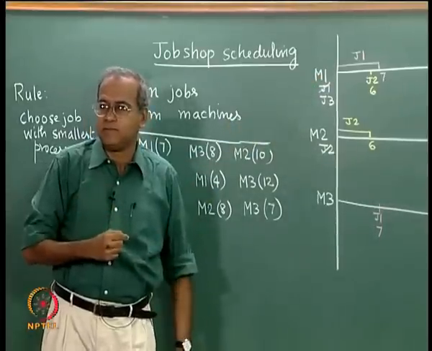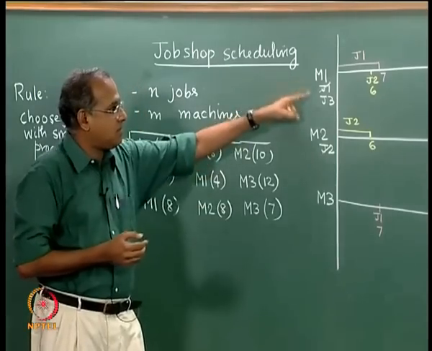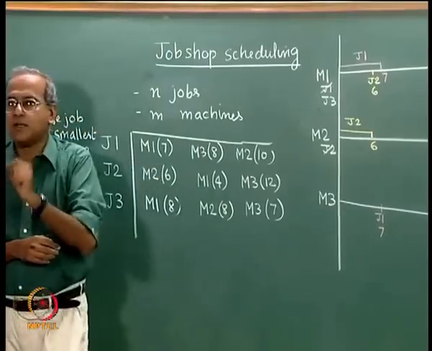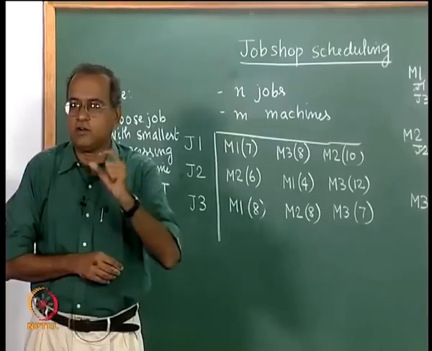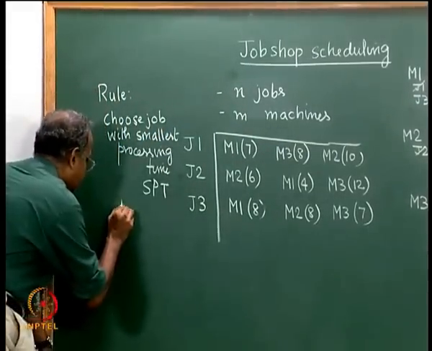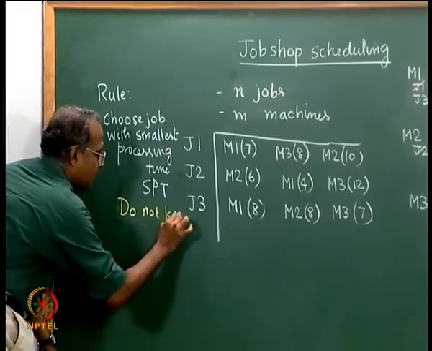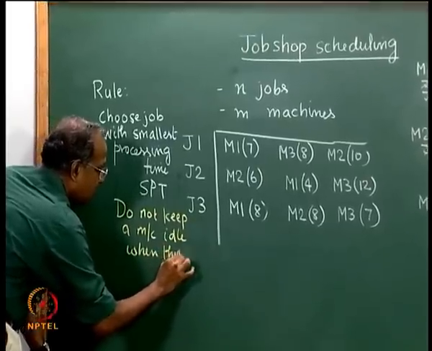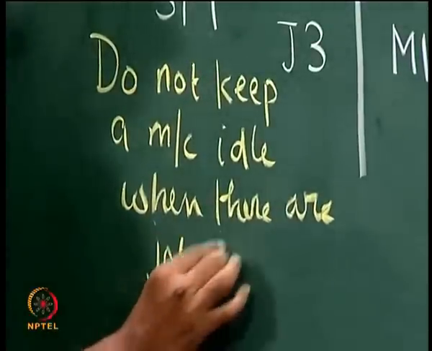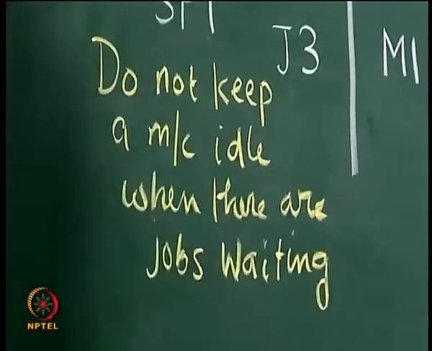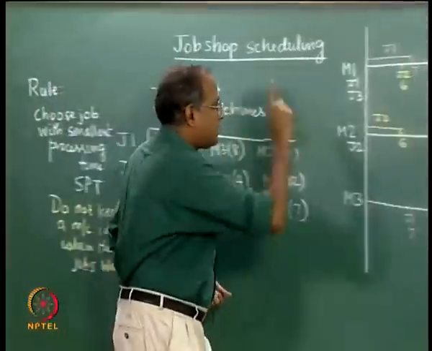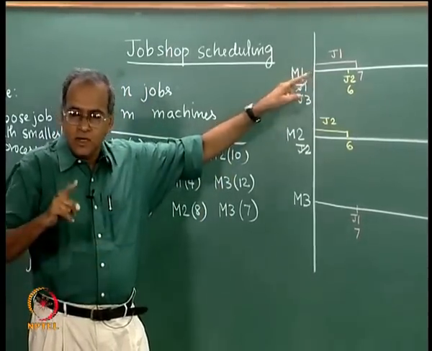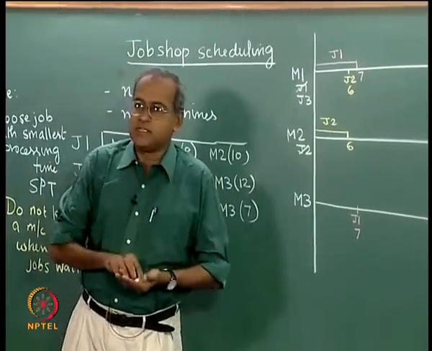J2 has lesser processing time, but in order to take J2 ahead of J1 or J3, the machine will have to be idle for some more time. So, we always make a decision that we will not keep a machine idle if there are jobs waiting in front of it. So, another rule is do not keep a machine idle when there are jobs waiting in front of it. Therefore, we will not consider that J2 is going to come after 6 minutes when we make a decision here at time equal to 0. So, at time equal to 0, we will see what is available and then make a decision accordingly.